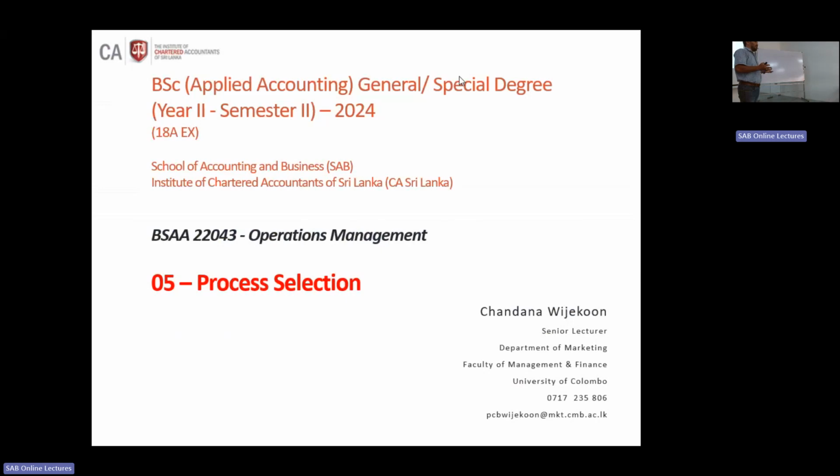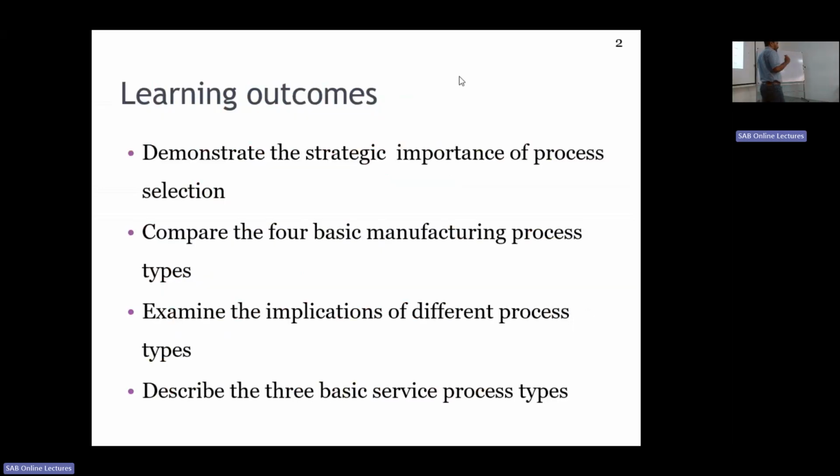There are different process-related decisions. We have completed something called process design or process engineering. We completed it, and another important area is process selection. So in this topic, we try to understand what this decision is and why it is important. Its strategic importance and operational importance also. Strategic importance should be understood by all the operations management students here.